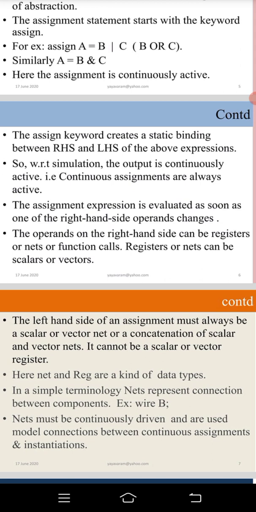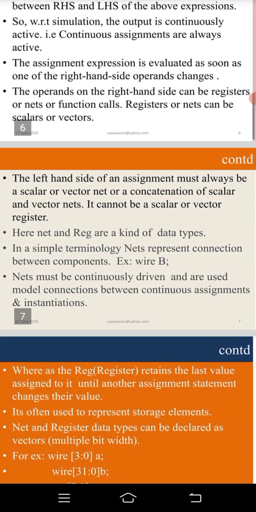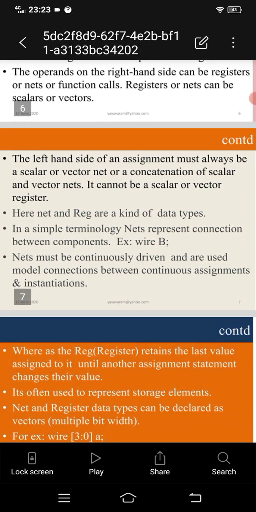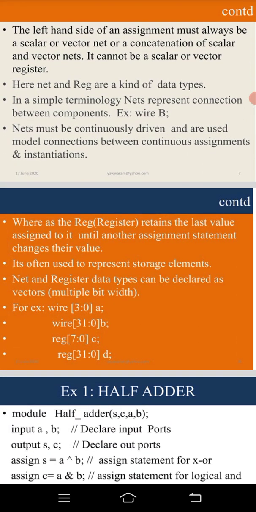In simple terminology, nets represent connections between components. Example, wire B. Nets must be continuously driven and are used to model connections between continuous assignments and instantiations, whereas the reg or register retains the last value assigned to it until another assignment statement changes its value. It is often used to represent storage elements.